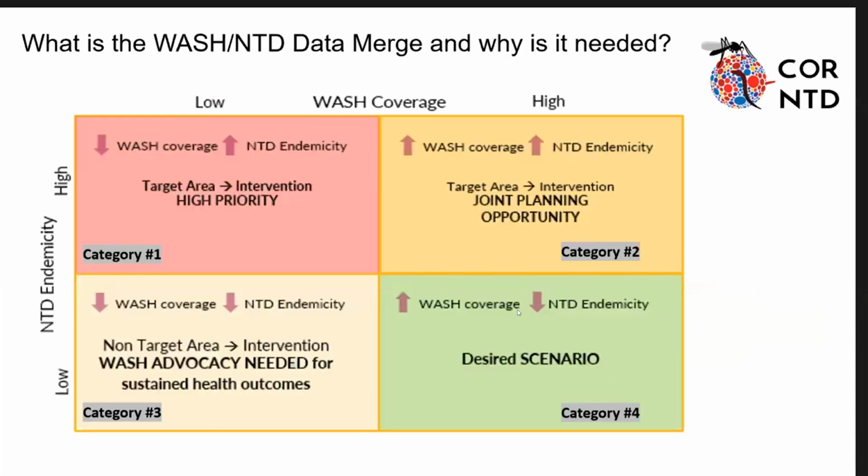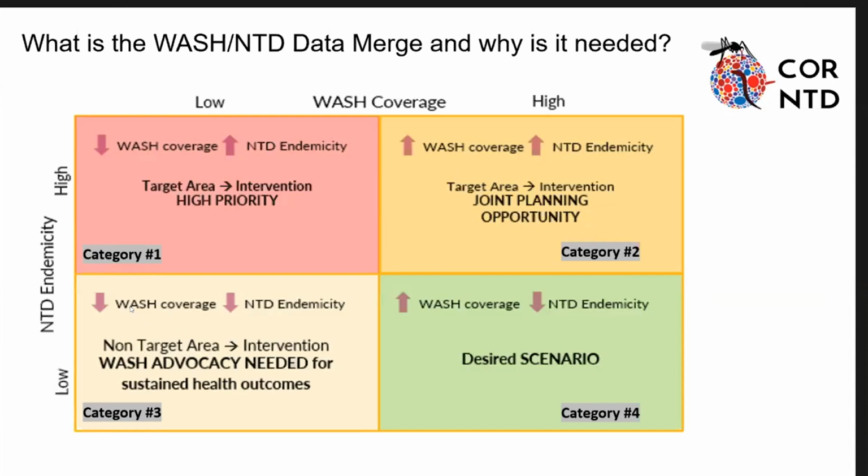So again, this is just another way, a kind of 2x2 table, of looking at how we see WASH and NTDs together, in ways in which we can group them to help prioritize. If we're starting in the top left, we would identify any area with high NTD endemicity and low WASH coverage as a target area. Then moving to the right, if an area has high WASH coverage and high NTD endemicity, maybe that's an area where we can better do some joint planning and try to capitalize on the availability of services.